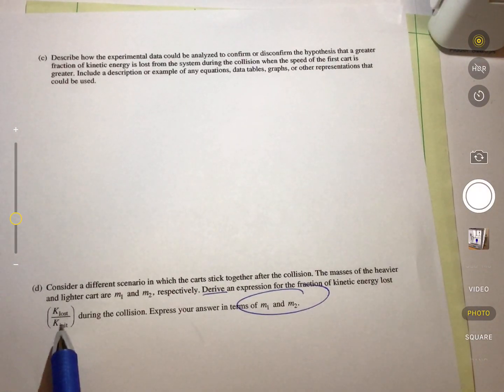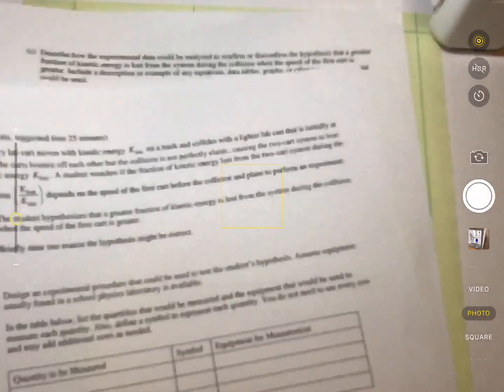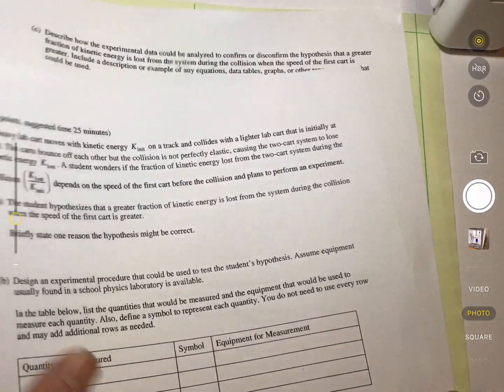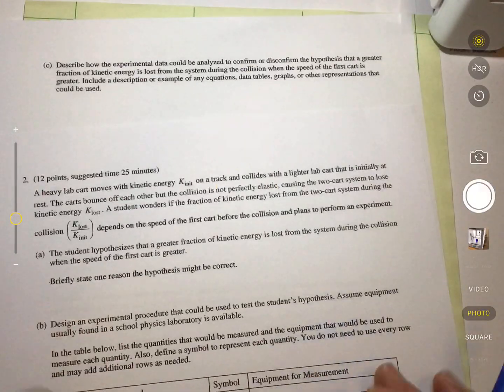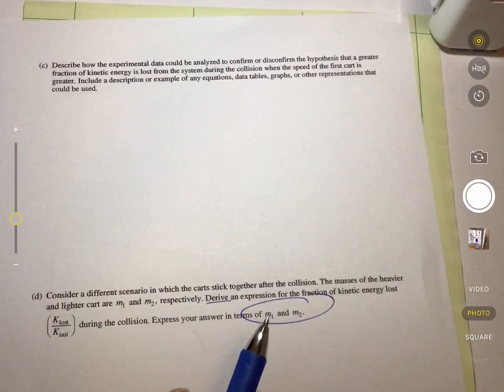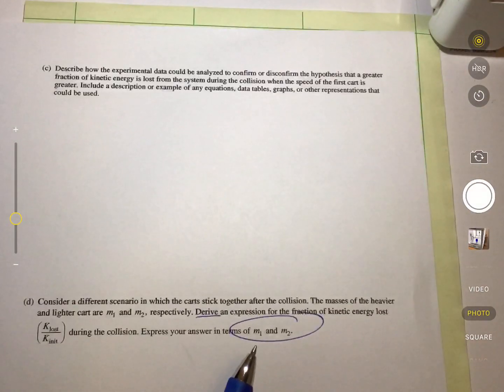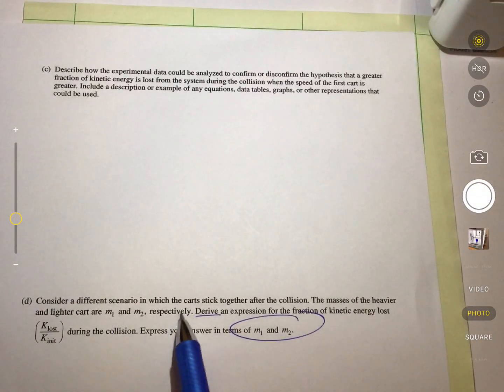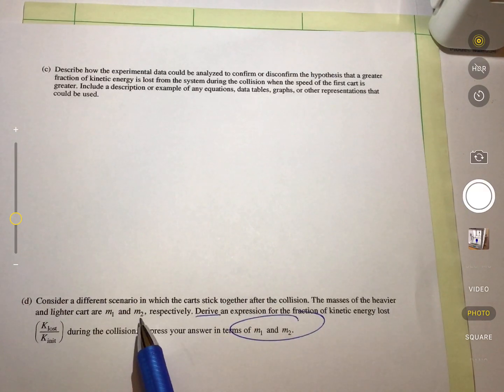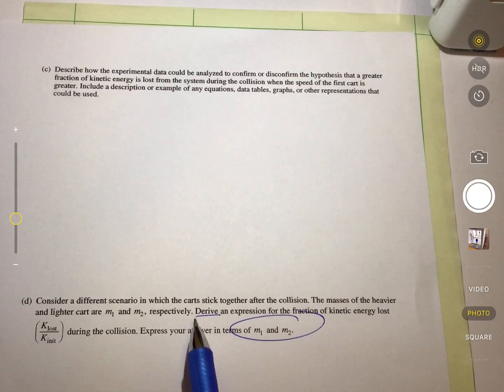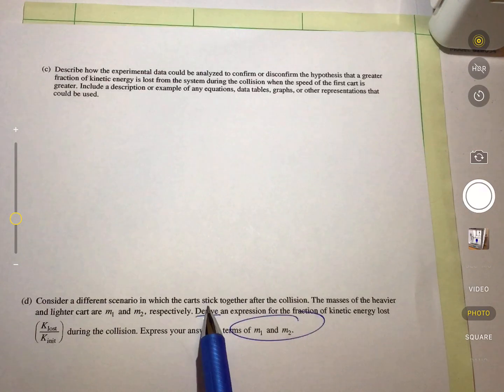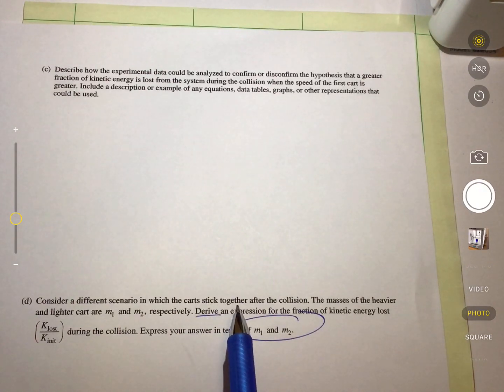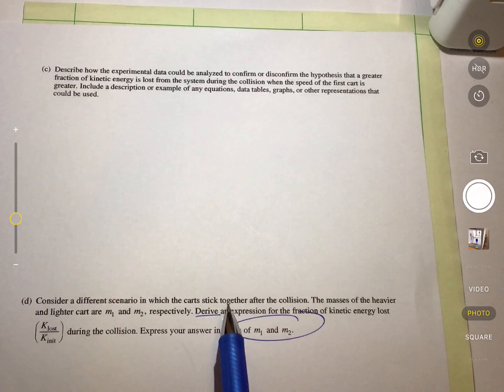They're asking us to derive an expression for this, the kinetic energy lost divided by the kinetic energy initial. So let's just take a look at what that would mean in the first case. And remember, the scenario that they tell us is that the carts are going to collide. One's not moving, M2's not moving, M1's going to collide, and they're going to stick together in this case. That is the definition of perfectly inelastic. So we know kinetic energy would be lost.